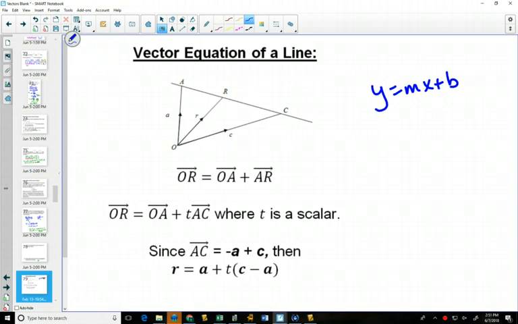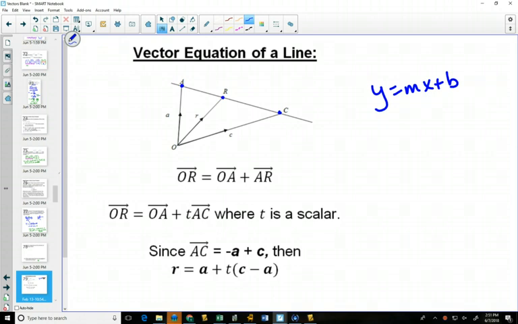So I want to describe a line that goes through the points A, R, and C. And once I create a vector equation of a line, the nice thing about this is it's not only restricted to 2 dimensions, which y equals mx plus b is, but you can use it in 3 dimensions as well. So we'll be able to use this equation of a line to make lines in 3 dimensions.